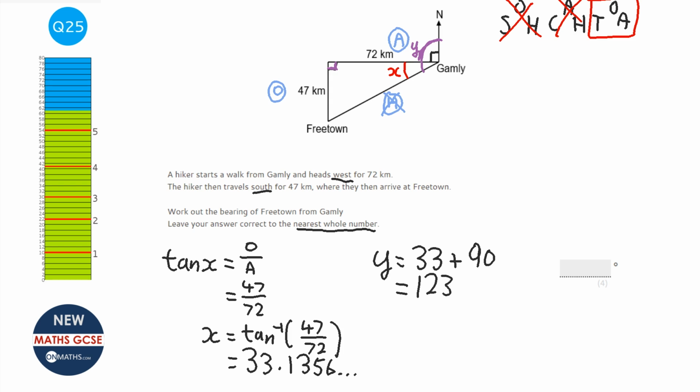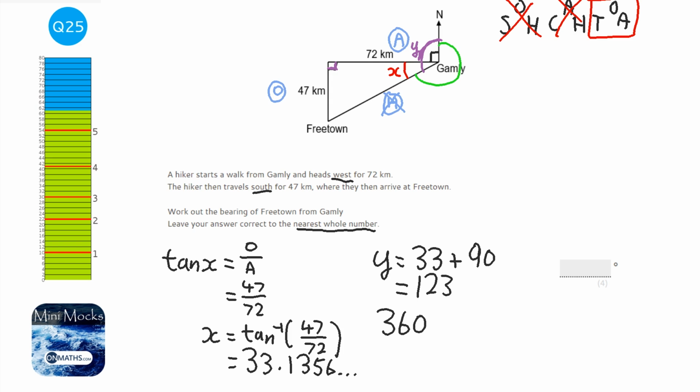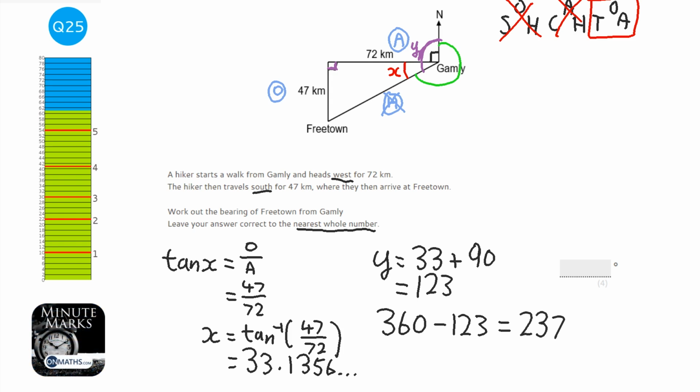123. Now, bearings, something we've got to remember, are always measured from north going clockwise. So it's going to be that angle there. To do that, we're going to do 360 and take away the 123, because that's what we don't want. On the calculator, 360 take away 123 is 237. So the answer is 237 degrees.